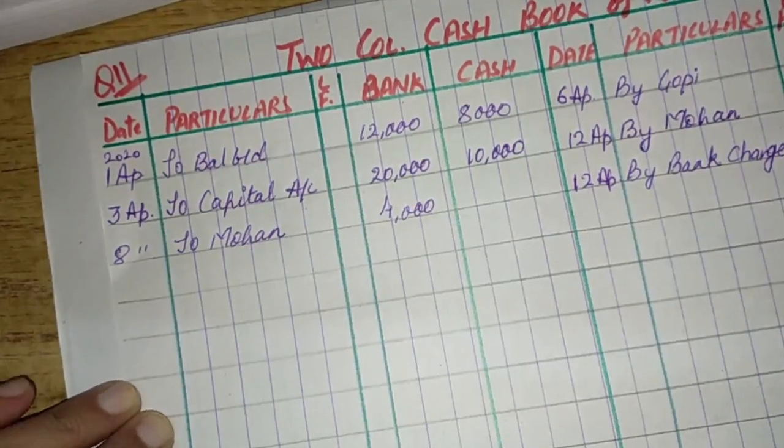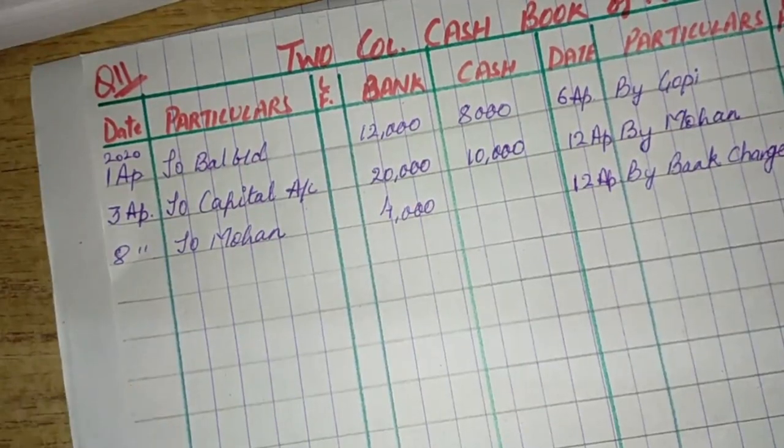On 18th of April, discounted Amit's 3-month bill of exchange for ₹3,000 from bank at the rate of 8% per annum. अमित से जो हमें चेक मिला था वो हमने बैंक से जाके डिस्काउंट करवा लिया.